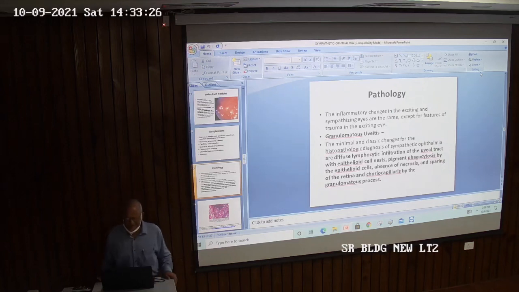Granulomatous uveitis shows diffuse lymphocytic infiltration of the uveal tract, epithelioid cells and nests, pigment phagocytosis by the epithelioid cells, absence of necrosis, and sparing of the retina and the choriocapillaris by the granulomatous process. This is the granuloma formation: lymphocytic infiltration, epithelioid cells, and giant cells all aggregate and form the tubercles and the Dalen-Fuchs nodules. That is the pathological part. The epithelioid cells are engulfing the pigment and making granule-like structures that we have seen there.